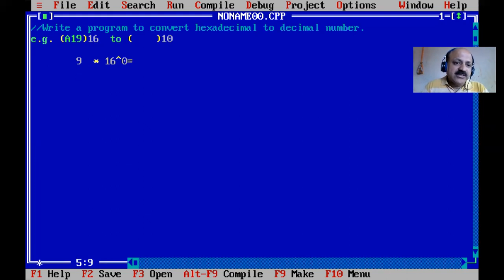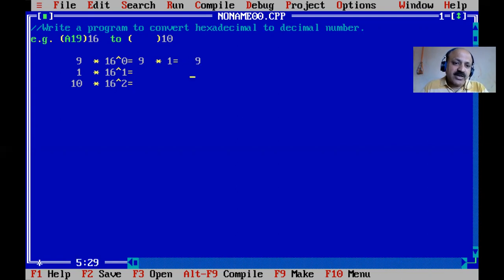Now the second last digit is 1, then multiply by 16 to the power 1, so we can solve. Next capital A, that is a digit of 10, and multiply by 16 to the power 2, so we can solve. Now in the second step, first is 9 multiplied by 16 to the power 0, which in maths is 1, so here the answer is 9.